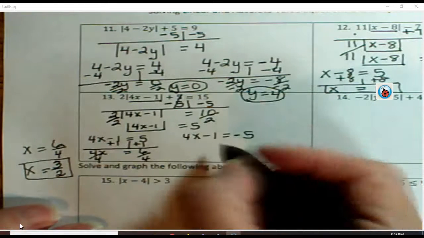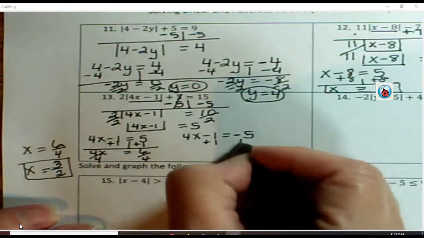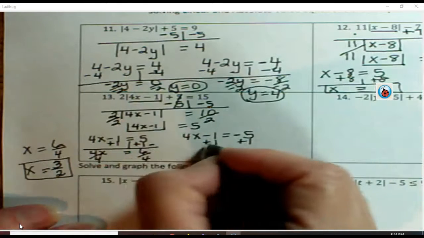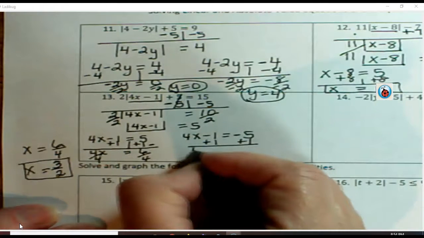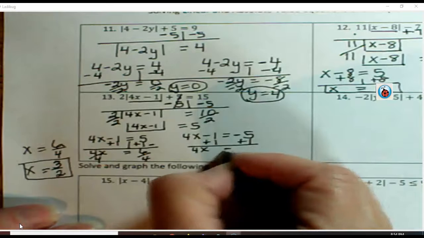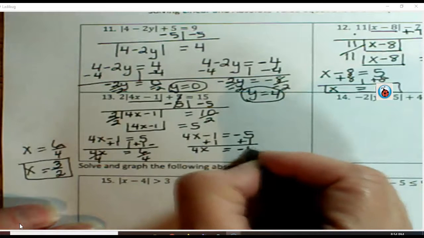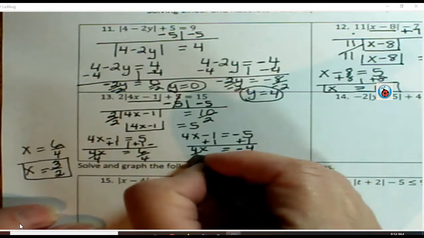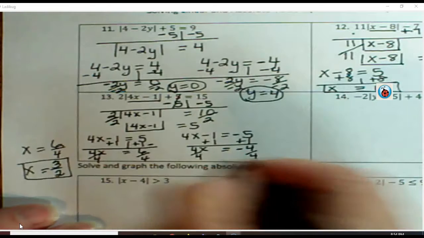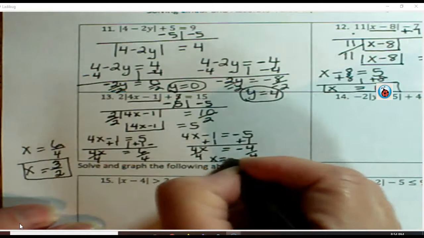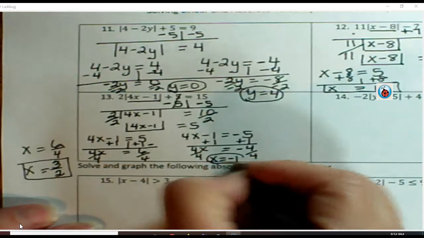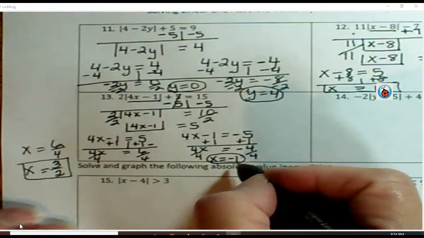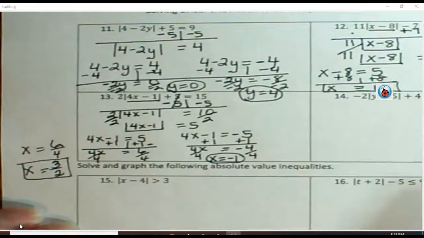Okay, so let's go over here. I'm going to do that add 1. Notice it's the same step that I did right here. I get 4x equals a negative 4. Divide by 4. And my x is equal to a negative 1. So in this problem here, x is equal to negative 1 and x is equal to positive 3/2.